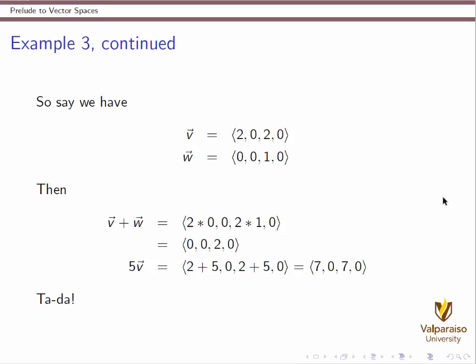Now notice in this example and the others that we're redefining addition and scalar multiplication, but we are returning another item of the same type. So even though V plus W is defined very strangely, we're still adding together 4-dimensional vectors and returning 4-dimensional vectors with that operation.